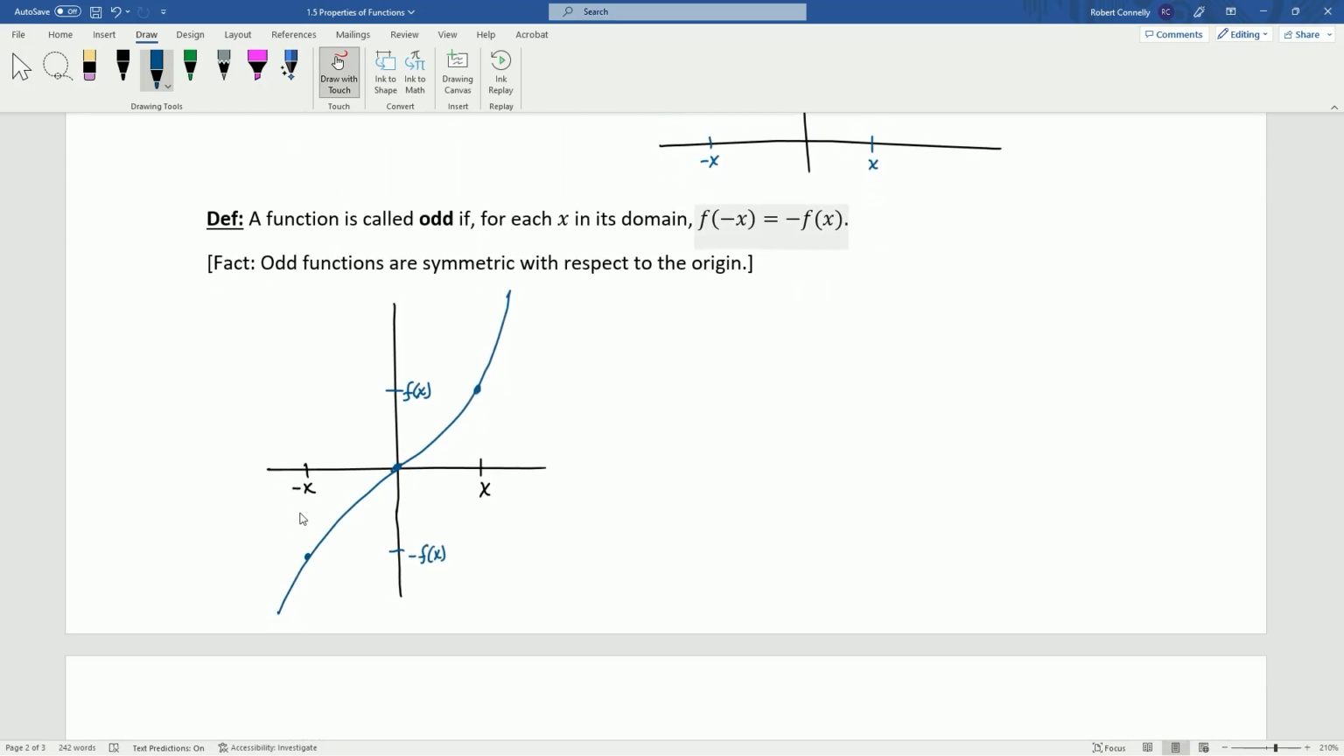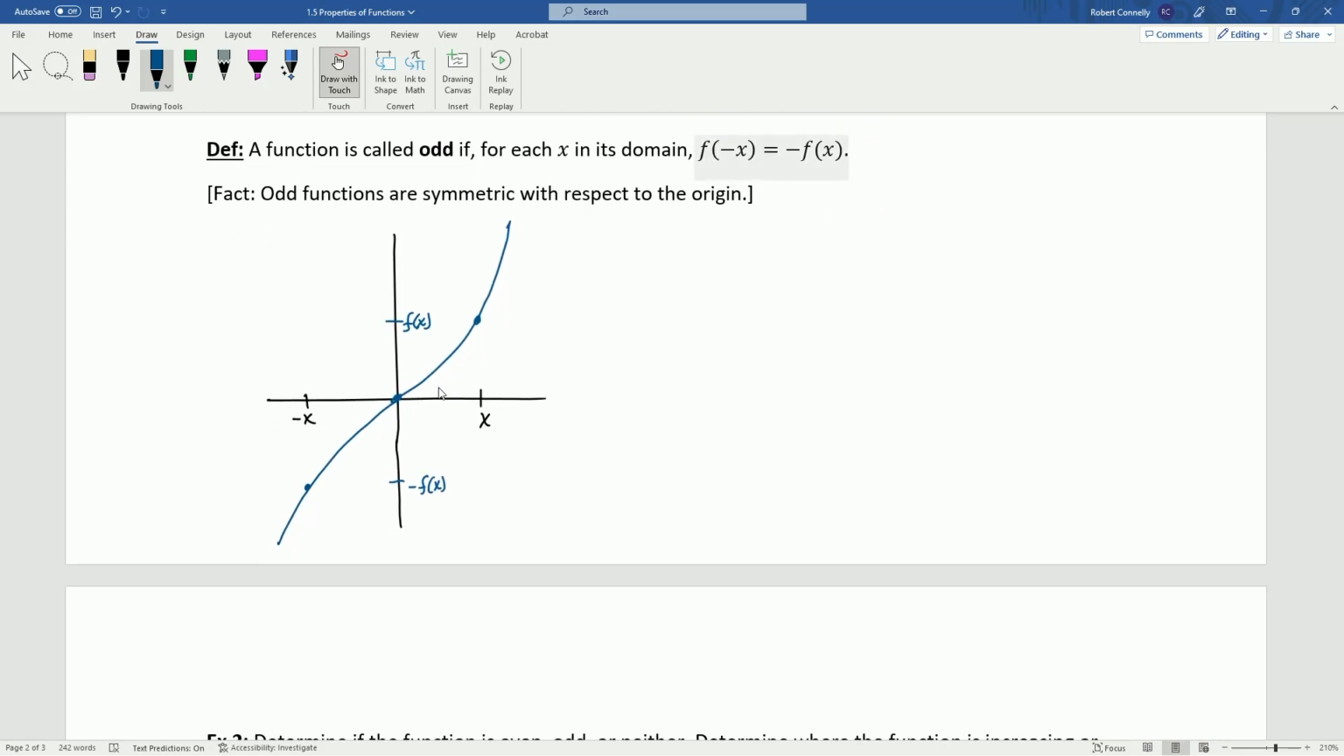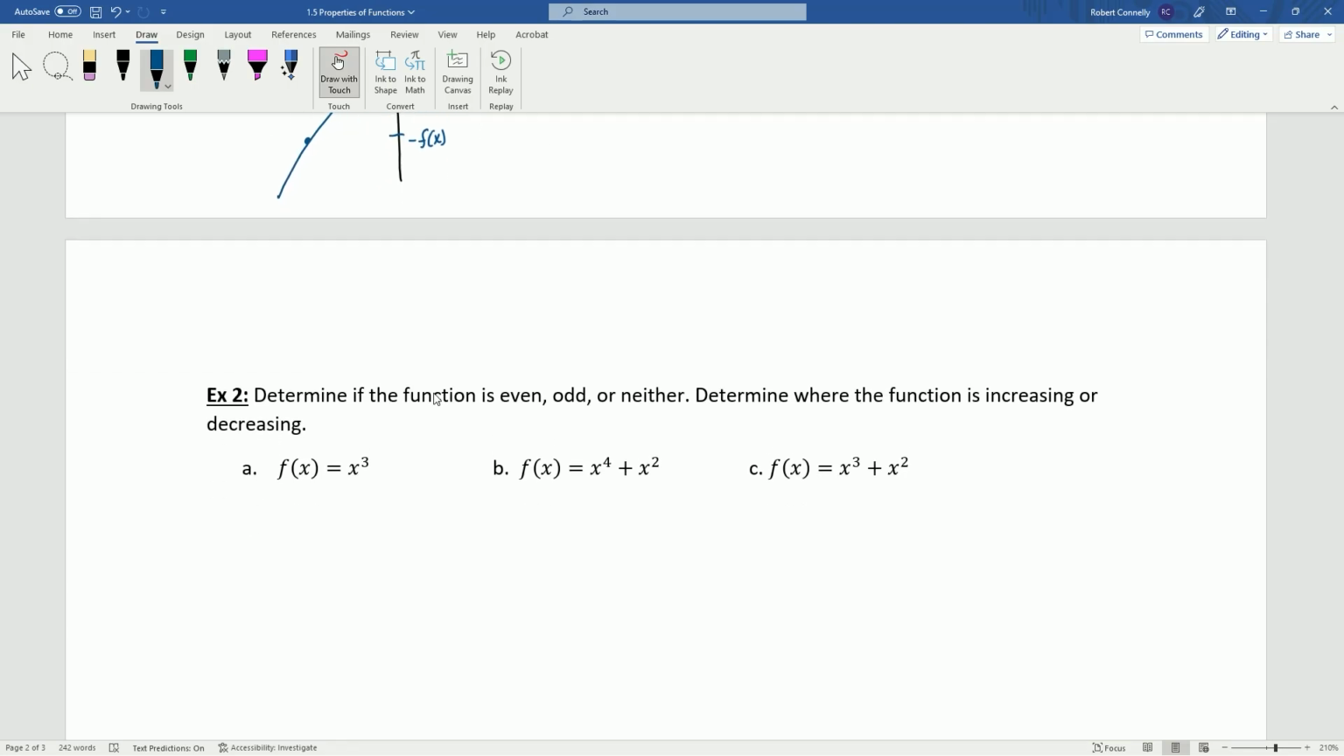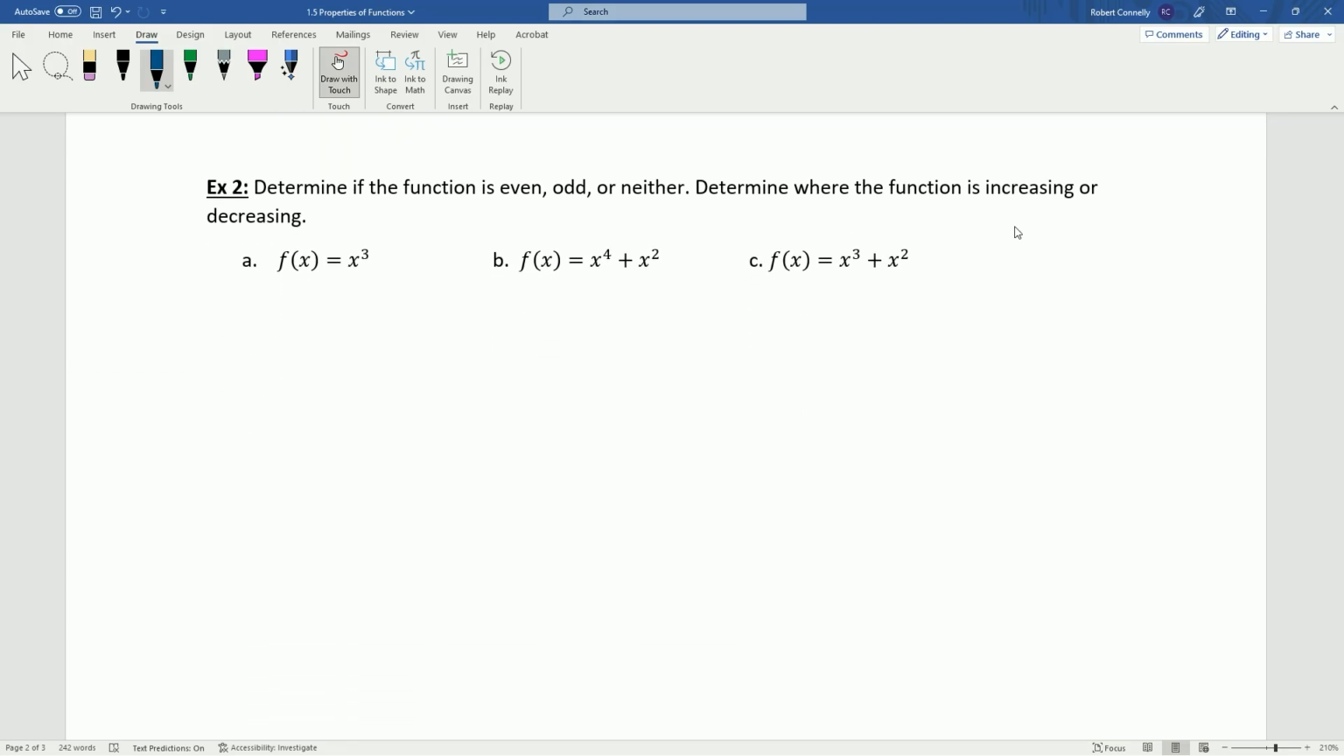So let's take a look at some functions and determine algebraically if they are even or odd. So determine if the function is even, odd, or neither. Determine whether the function is increasing or decreasing as well. So that second part is going to be a little bit trickier, actually. Determining whether it's even or odd or neither is the easier part.